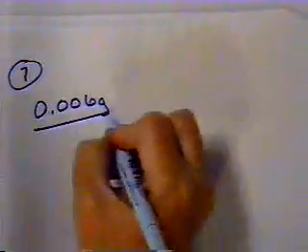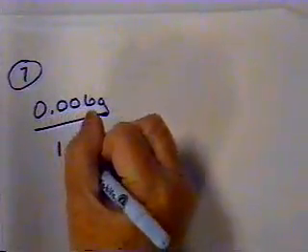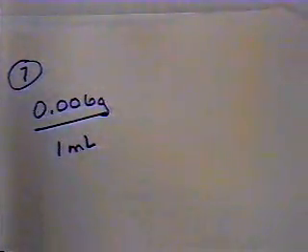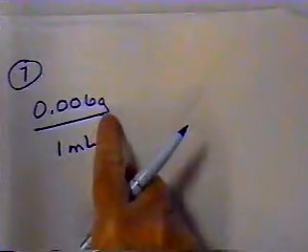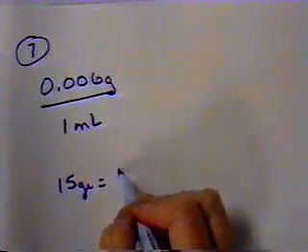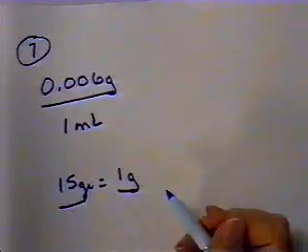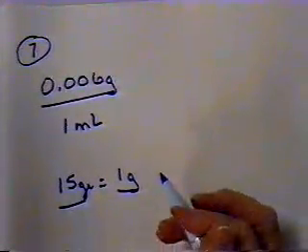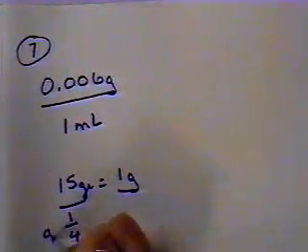The physician orders 1/4 of a grain. A bottle is labeled 0.006 grams in 1 milliliter. But the order is in grains, so I'm going to convert grains to grams. What's the conversion for grains to gram? 15 grains is 1 gram. And we have 1/4 of a grain.